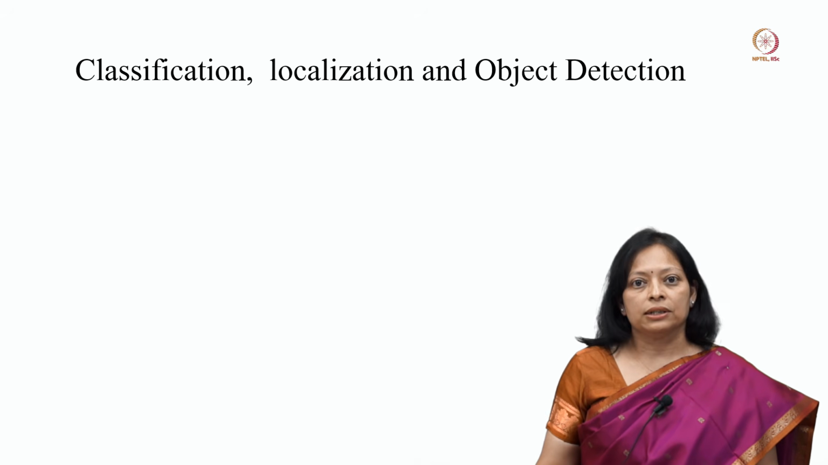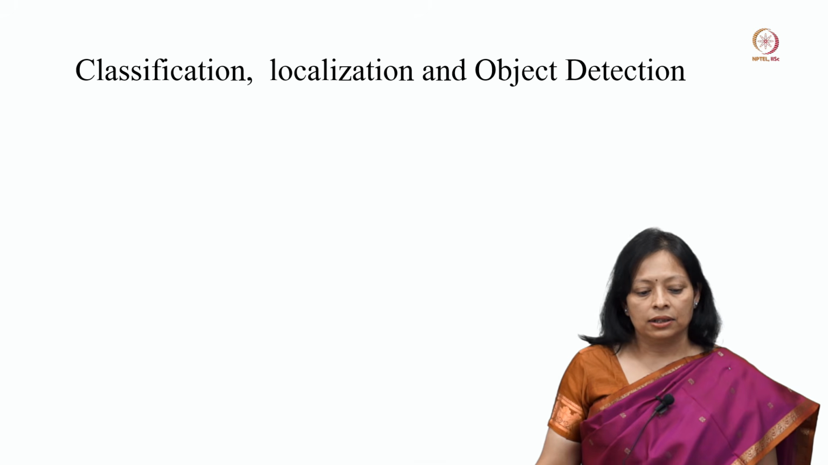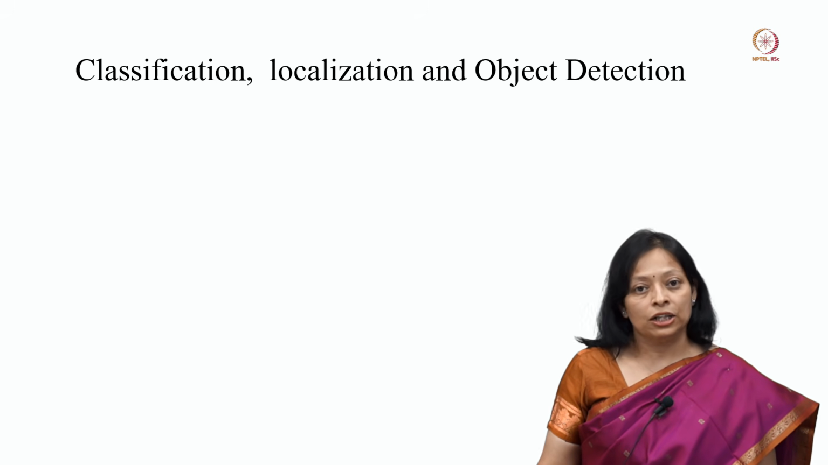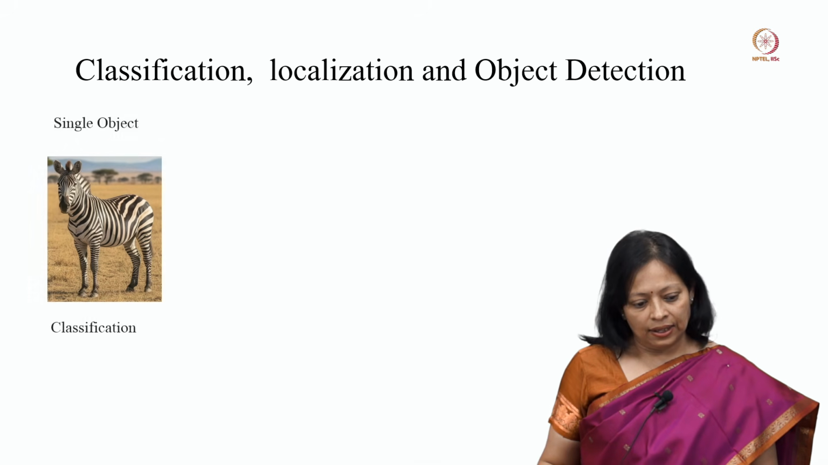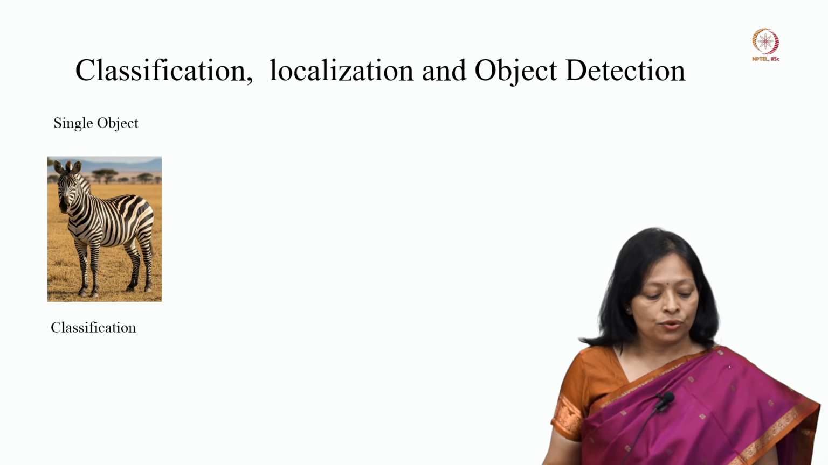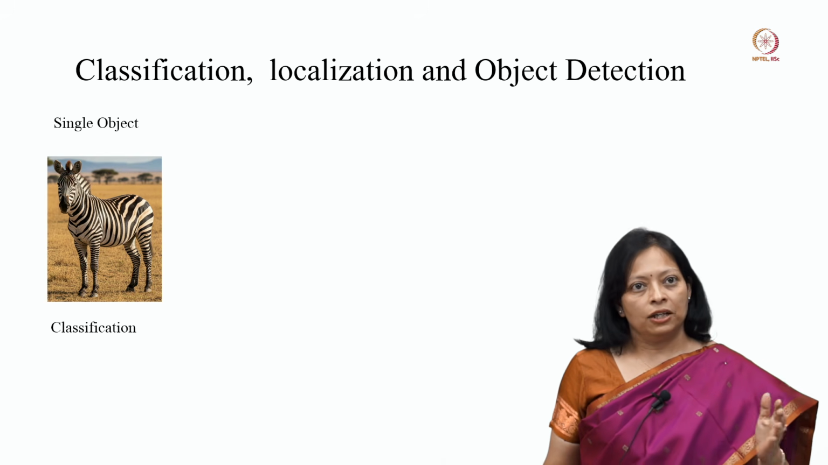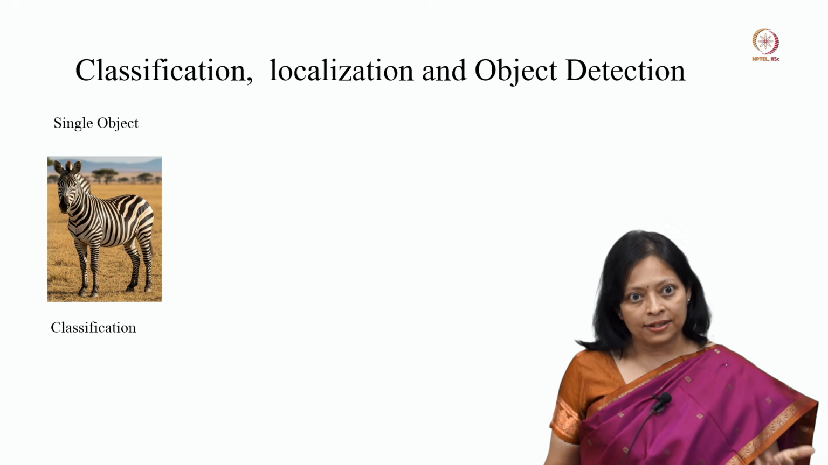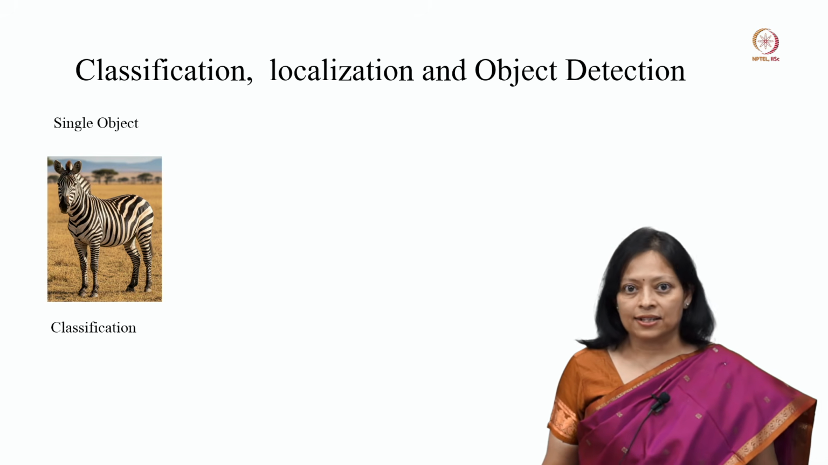Before we go to image segmentation, let us quickly have a glance at what classification, localization, and object detection are in computer vision. Suppose I have pictures of various animals, and here I have shown one picture of a zebra. It is a single object, and if my CNN can classify it as a zebra, then it is a classification task.